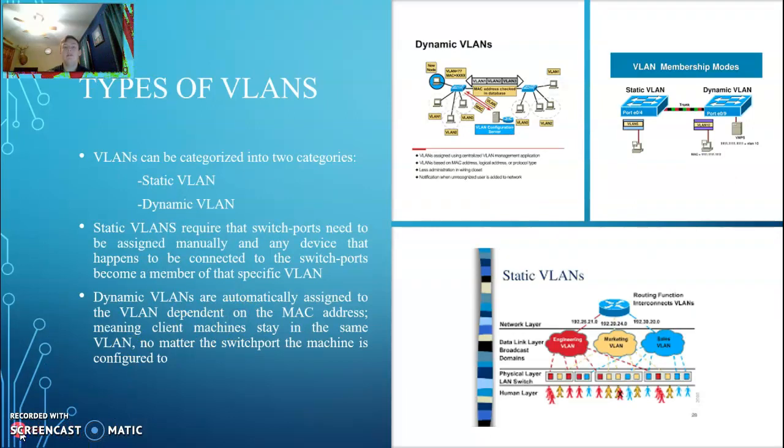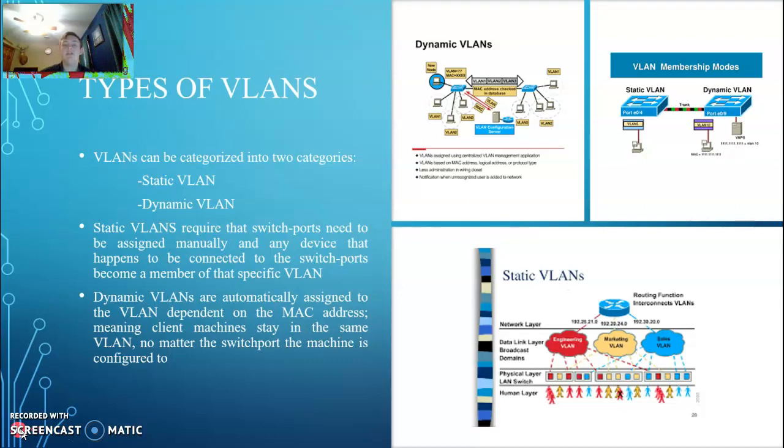And I'm sure everyone here knows that when you hear the word static, you know you've got to assign something manually. And in the case of static VLANs, this is still true. In static VLANs, we have to manually assign the switch ports needed for the broadcast domain. In addition, any device that happens to be connected to the switch ports when configuring a static VLAN automatically becomes part of that specific VLAN.